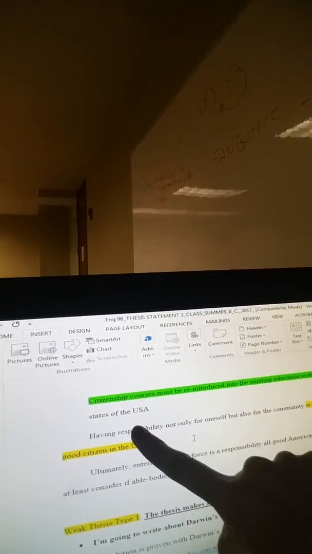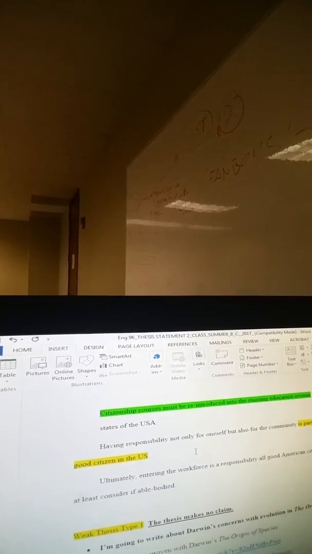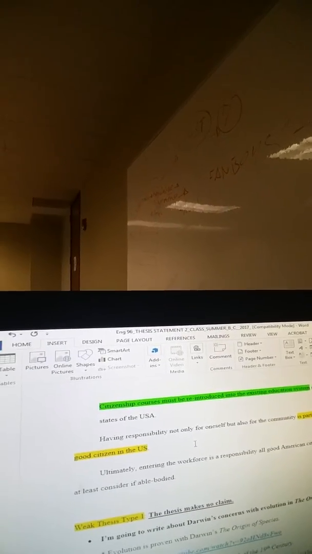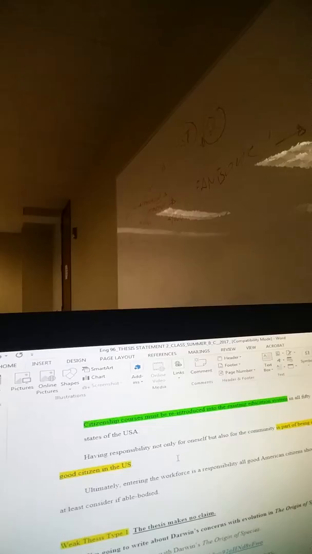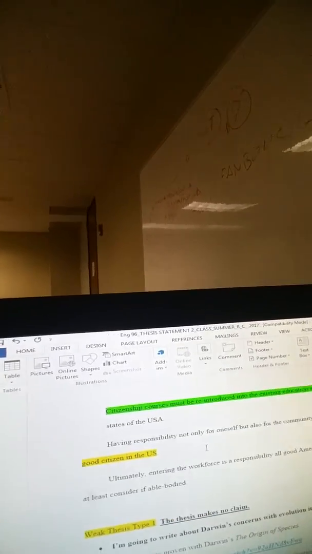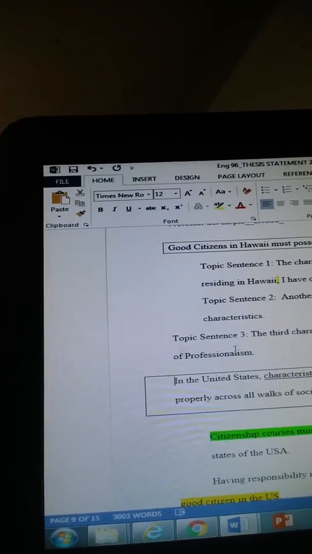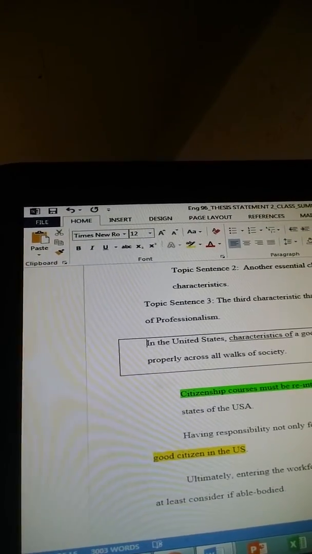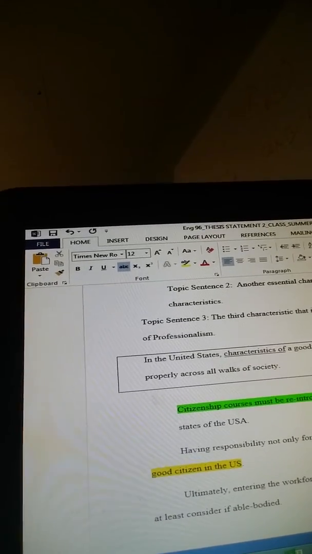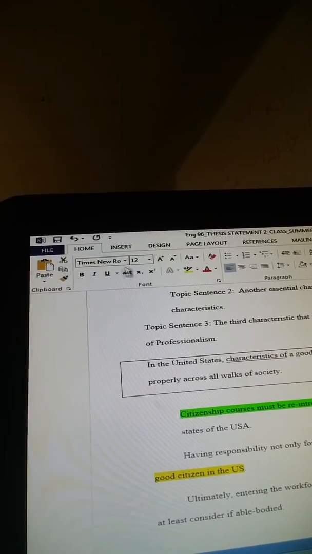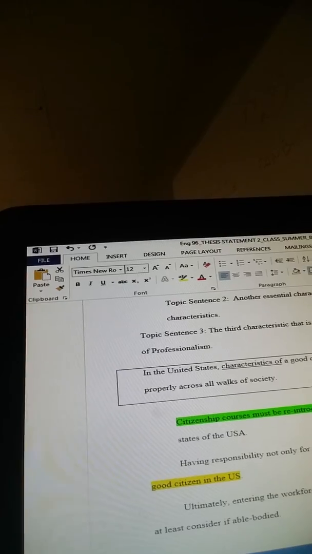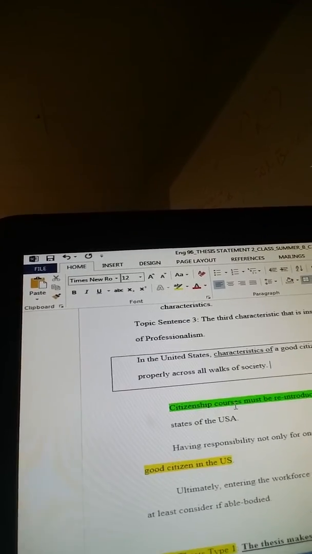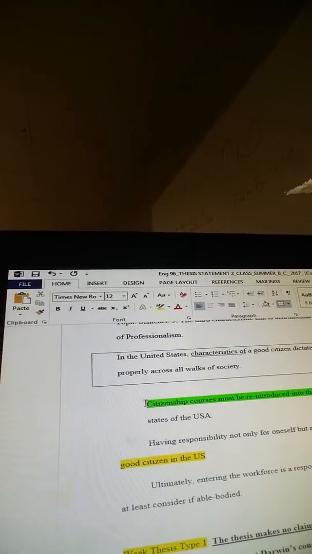Notice that all of them look like a thesis statement, right? Argumentative thesis statements. They are backing up his thesis statement, which is: in the USA, characteristics of good citizens dictate whether or not the whole nation runs properly across all walks of society.